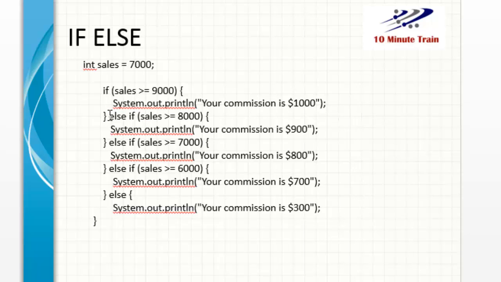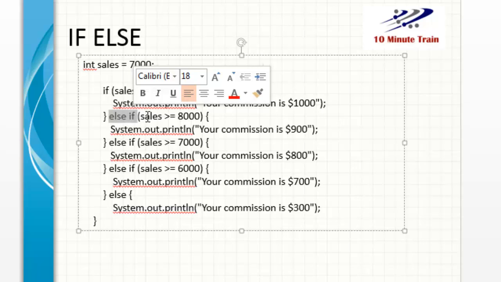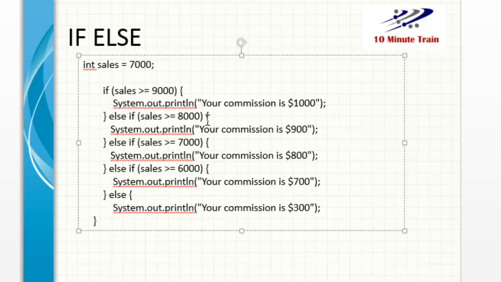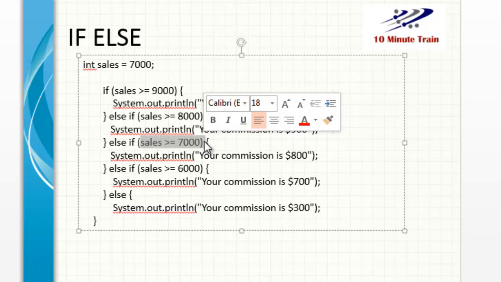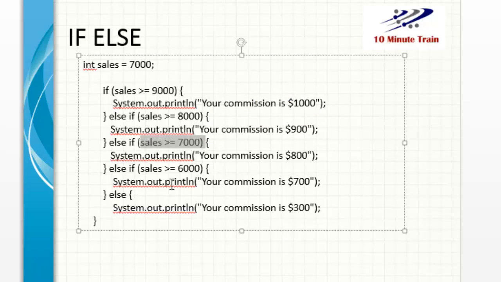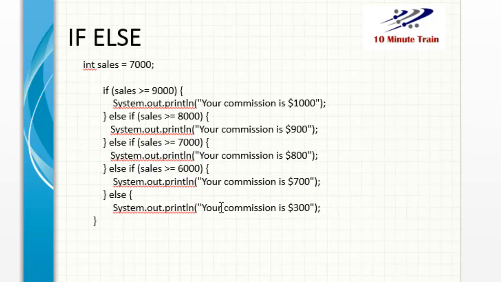However, we have an else if statement. Else if, what if sales are greater than or equal to 8,000? That means if it's between 8,000 and 8,999, this line prints out. And then we do the same thing between 7,000 and 7,999. And then once we get below 6,000, we just say else system.out.println, your commission is $300, which will be the default. So the else is, if none of the above statements match in those ranges, this is what the output is.